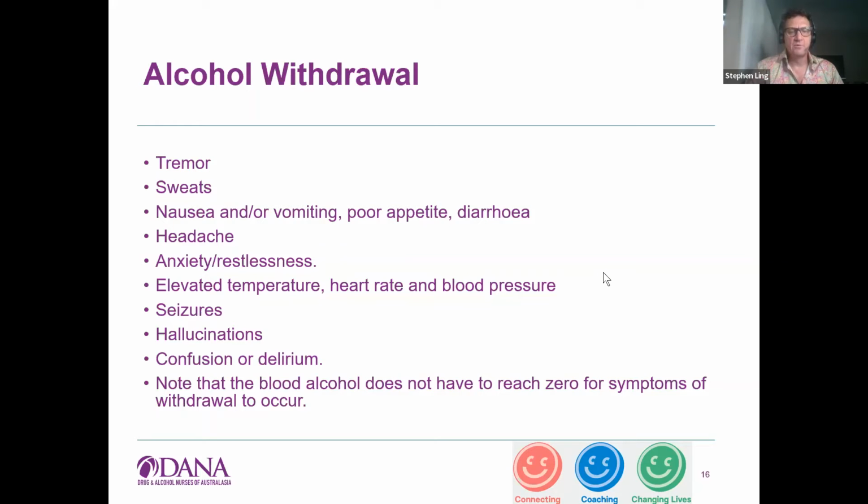Now, it's really important to understand that the blood alcohol concentration does not have to reach zero for alcohol withdrawal to occur. And some patients who are very tolerant to alcohol will even start to experience alcohol withdrawal from about 0.2% downwards. Typically, I tend to avoid treating those people acutely until they reach about 0.1%. But certainly if they have clear signs of alcohol withdrawal between 0.1 and 0.2, I will treat them, and I'll come to those sorts of treatments in time. Next slide, please.